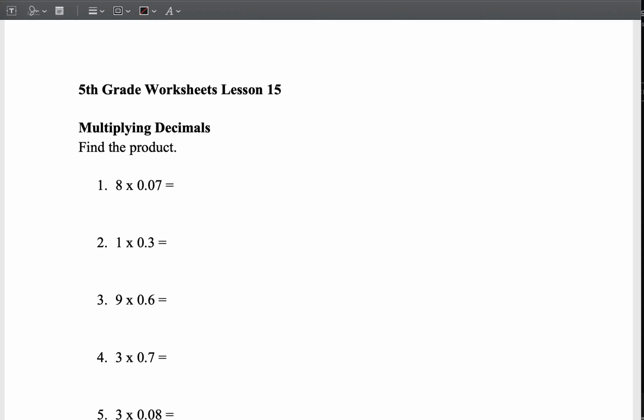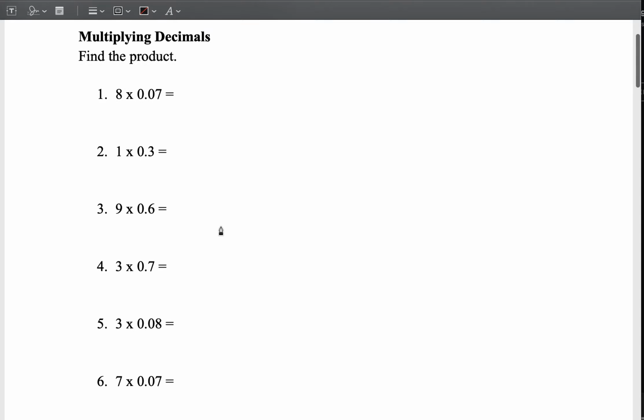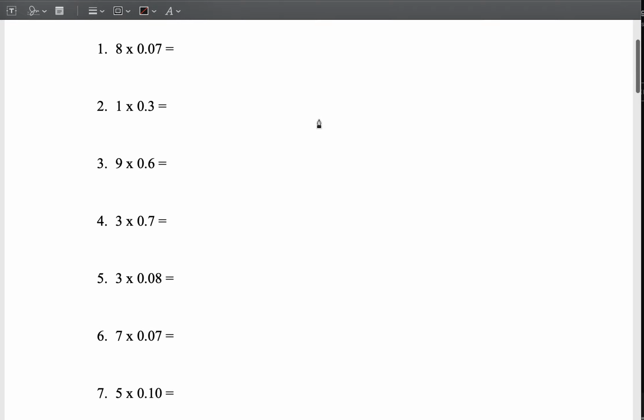Of the 5th grade math worksheets, and we're going to be going over mainly decimals today. So first thing is going to be multiplying decimals. Let's try number 3. So I'm going to just write the 0.6 first. 0.6 times 9. So when you multiply decimals, it's basically the same thing as when you just multiply regular numbers.